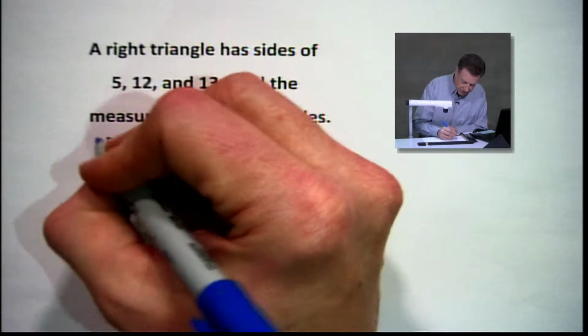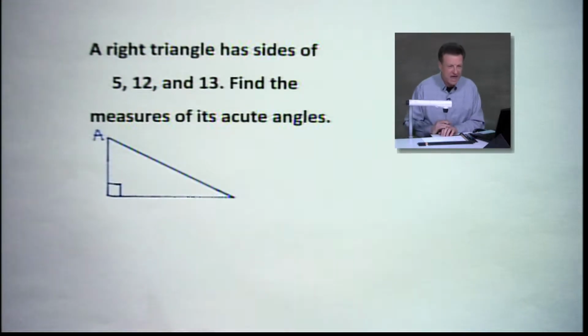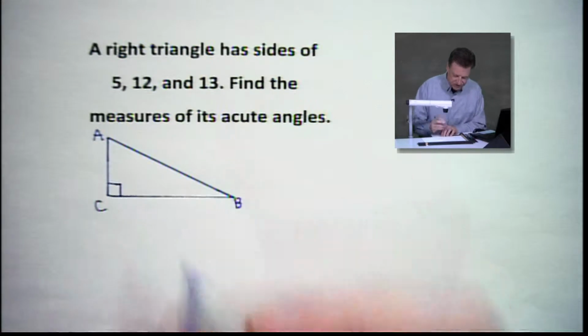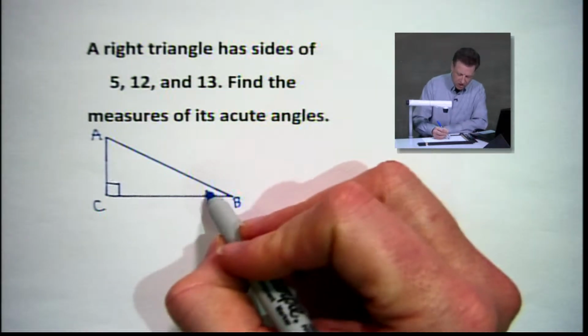The question is, and I'm going to put these just to make this a little bit easier, let's go with A for the angle at the top and B down here at the bottom, and we'll look for C. And the question is, we want to know what are B and A.